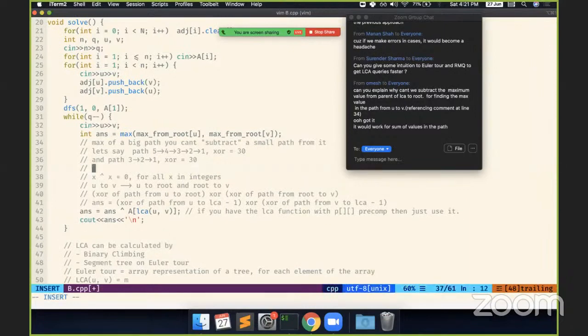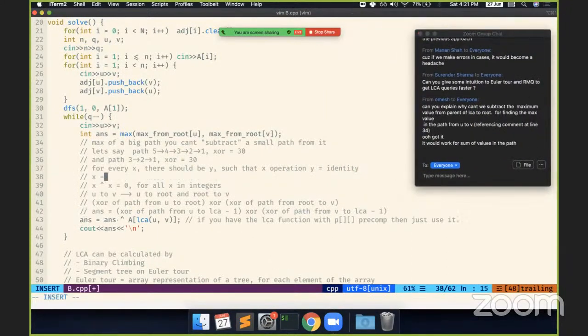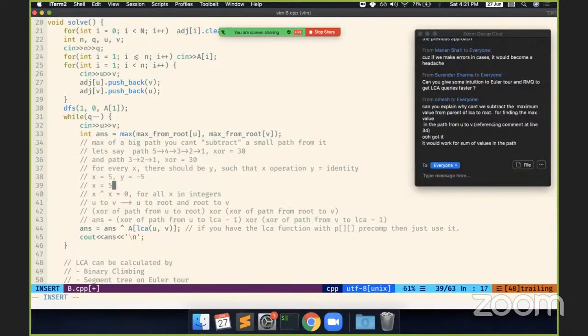Basically, the function needs to have an inverse. That is, for every x, there should be a y, such that x operation y becomes identity. Notice in addition and subtraction, you also have a y. If your x is 5, then y is minus 5, and your identity is 0. In XOR, if x is 5, y is also 5, and identity is 0. But you don't have this in max and min.